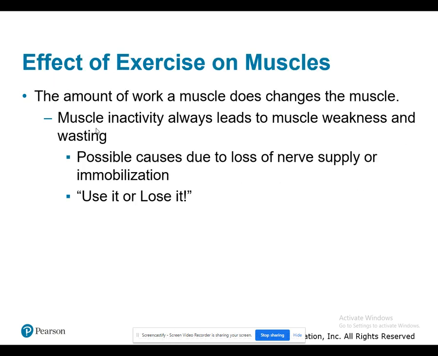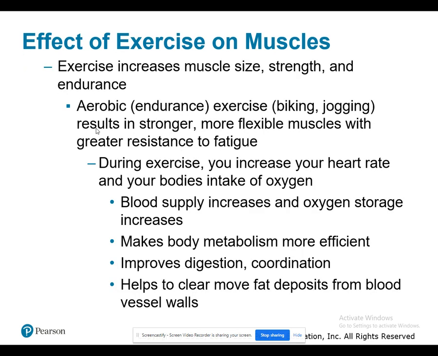The last thing we're going to talk about, since we've talked about ATP, is exercise, because ATP and energy and exercise go hand in hand. The amount of work muscles do changes muscles. If you are very inactive and your muscles aren't constantly used, it causes muscle weakness, your muscles waste away. Some possible causes could be loss of nerve supply or you just not moving it, not exercising, immobilization. This is a firm principle of use it or lose it. However, if you do the opposite and you exercise, this increases muscle size, strength, and endurance depending on what type of exercise you do.